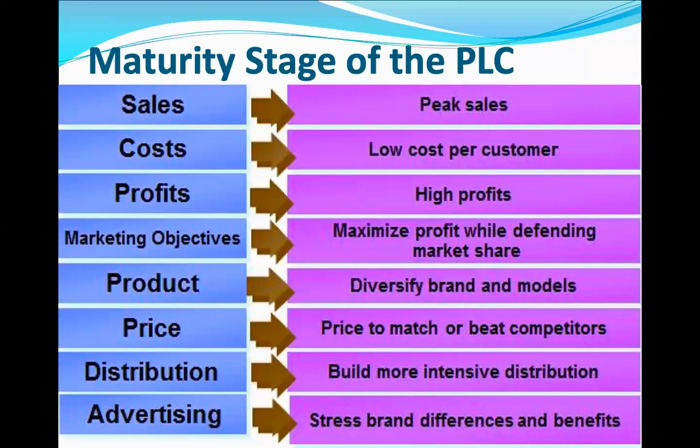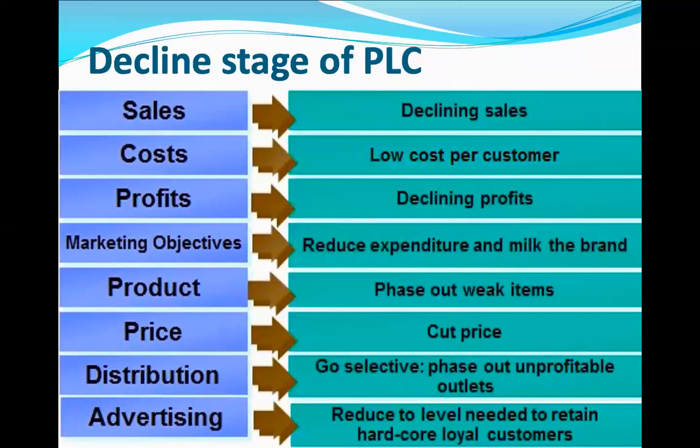So at this point, you are well known in the market, sales are fixed, people trust your product. So this is the point to emphasize the difference between your product and any other rival products that may be coming onto the market. So the advertising should be emphasizing or stressing on brand differences and benefits. Okay, so the traits of the last stage, sales begin to decline. So we have declining sales, but there is still low cost per customer. Then there is declining profits.